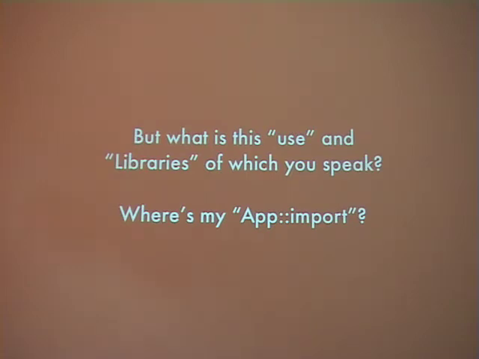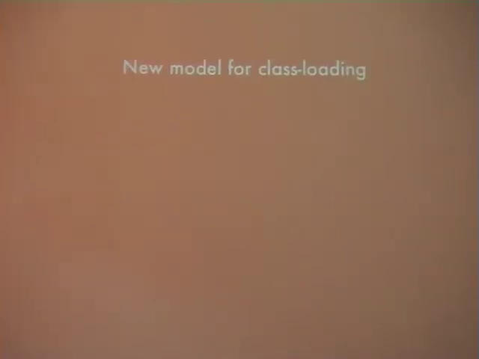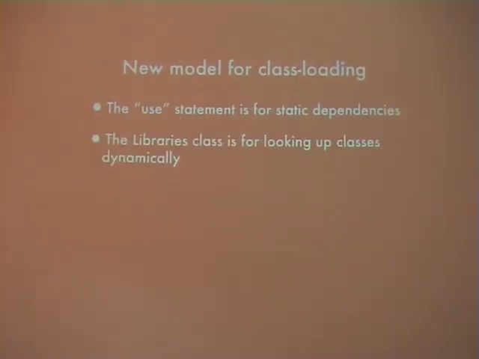All right, whoa, hold on. What is with this libraries and use stuff? Where's my friendly, familiar app import? Because everybody loves app import, right? No. So we have a new kind of system for class loading. The use statement, as you saw, was for static stuff, the stuff that's always coming from the same place. Whereas the libraries class knows about your application, knows about plugins, it knows about the core, and it can find things for you.